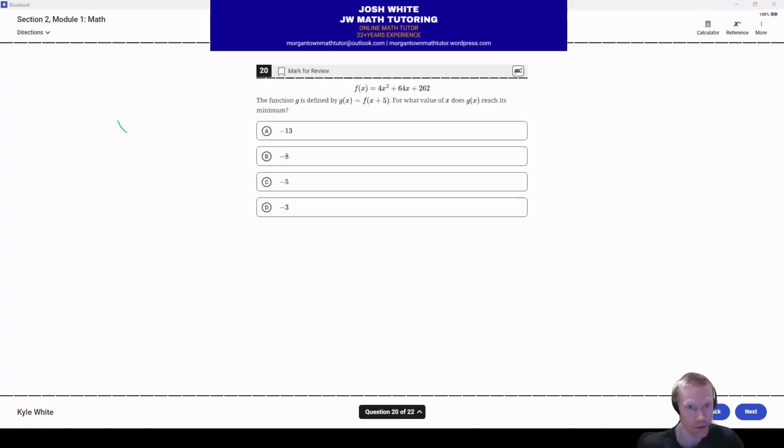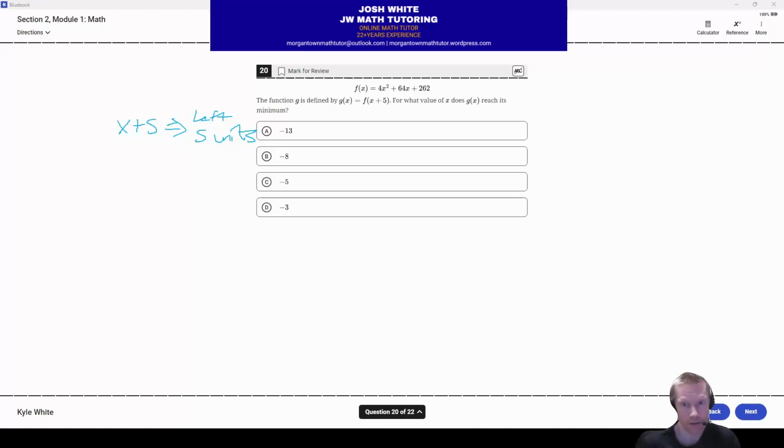So the traditional way would be the following. Notice that the x plus 5, since it's in the parentheses, means a shift to the left of 5 units. So wherever f has its minimum, g's minimum is going to be 5 units to the left of that because g has shifted 5 units to the left. So where does f have its minimum?